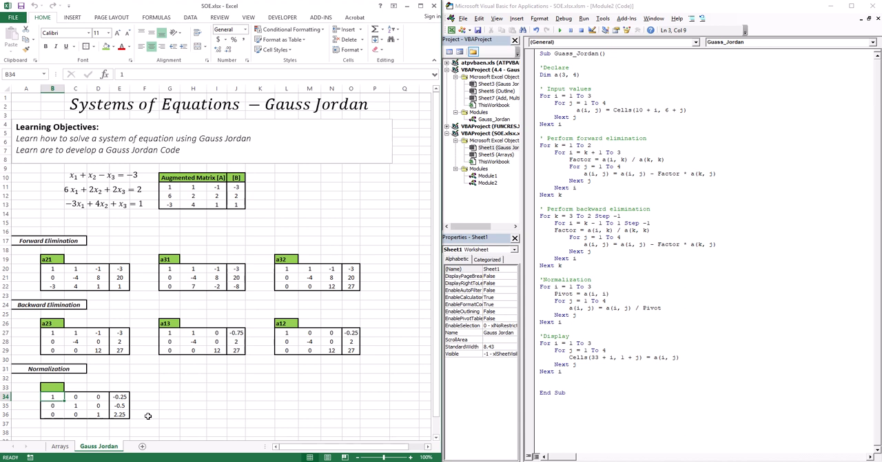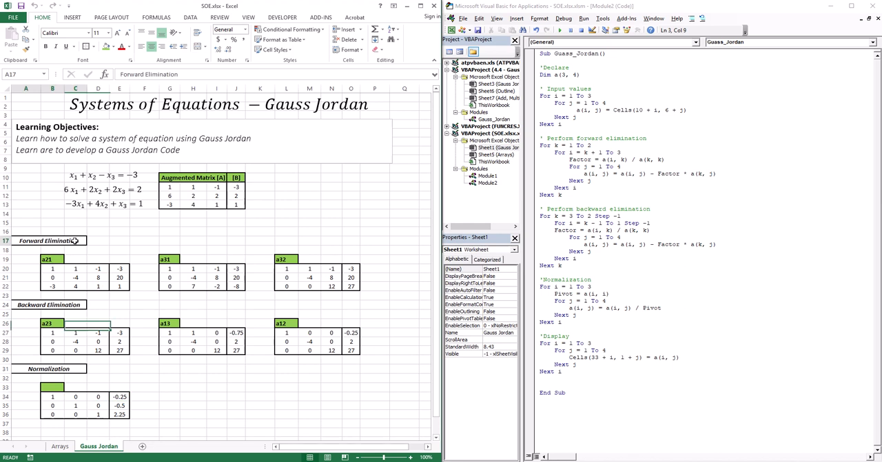Now, I want you to see something. When we used to do backward elimination, this is A33, which is going to be equal to 2.25. And if we say 0 times x1, 1 times x2, 0 times x3 is equal to negative 0.5, you're going to find that x2 is equal to negative 0.5. And this is 1 times x1, plus 0 times x2, plus 0 times x3 is equal to negative 0.25, so you're going to find that x1 is equal to negative 0.25.